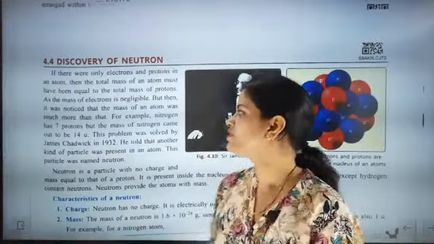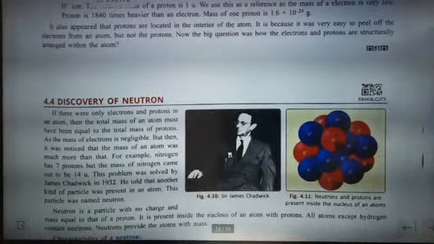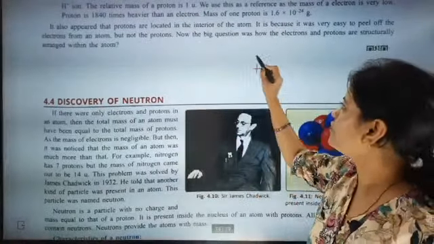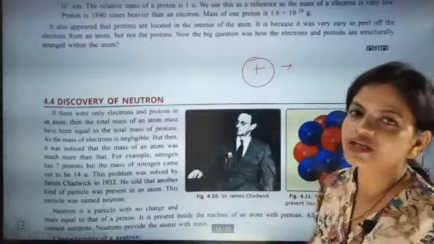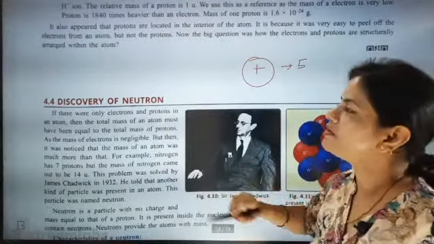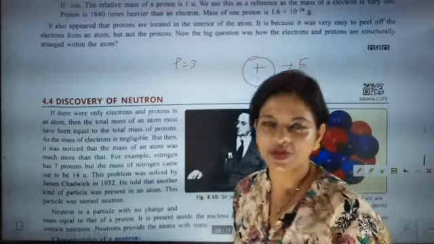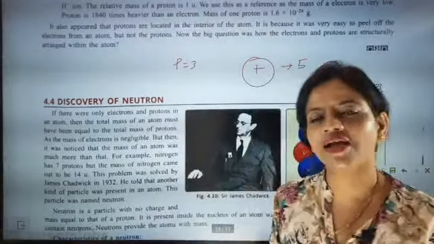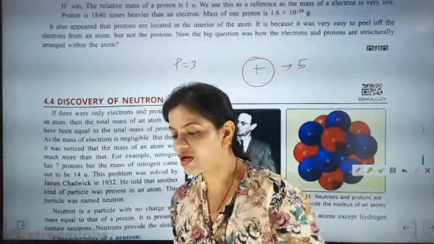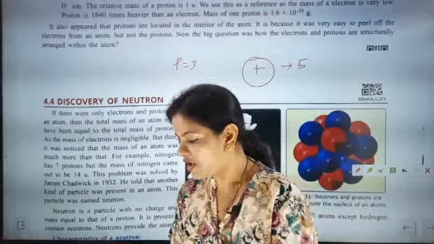Same thing happened with the nucleus. When they started measuring, they were always finding that there is a relative difference. Take the total mass of the nucleus as 5, and the mass of protons is only coming as 3. That means something else is present inside whose mass is there, but we do not know what is present inside. That is the important concept you have to understand.